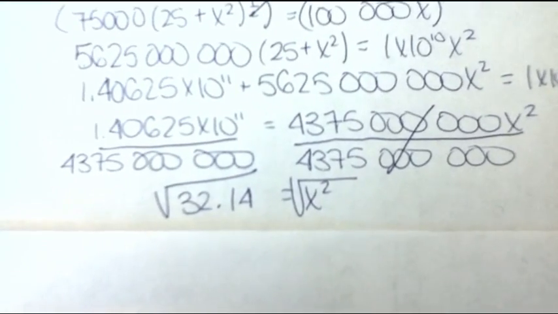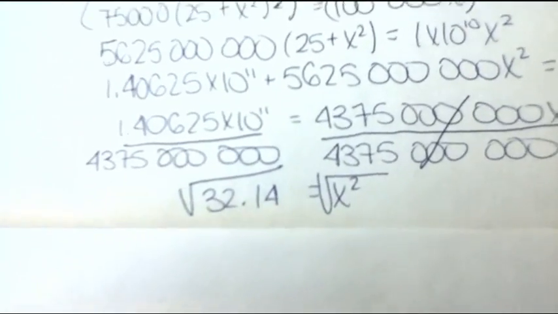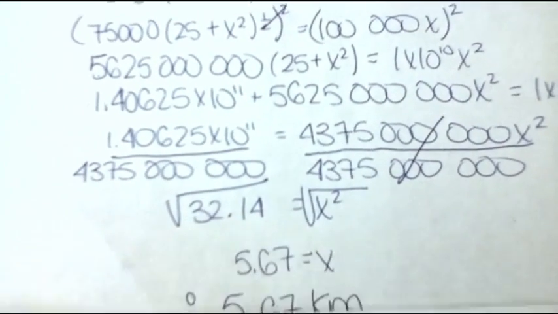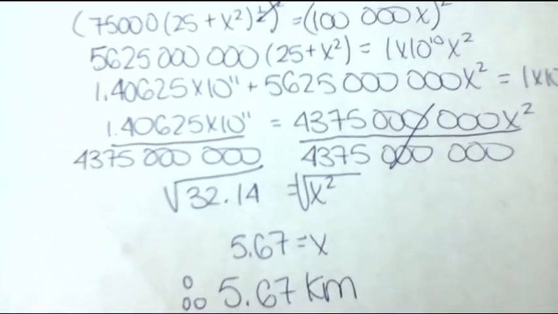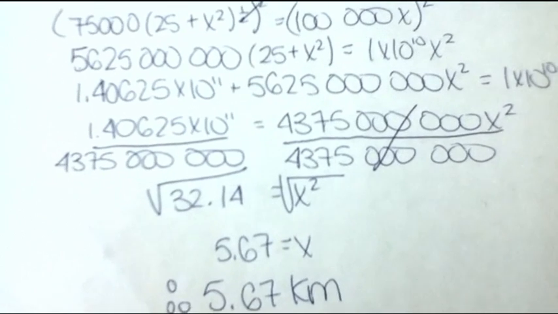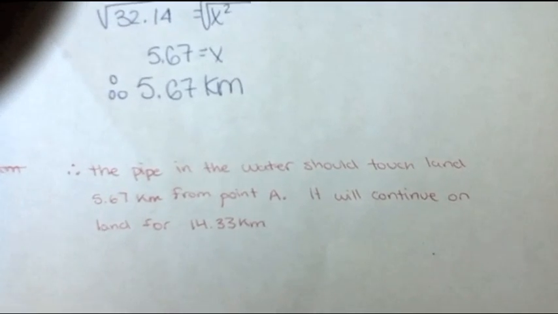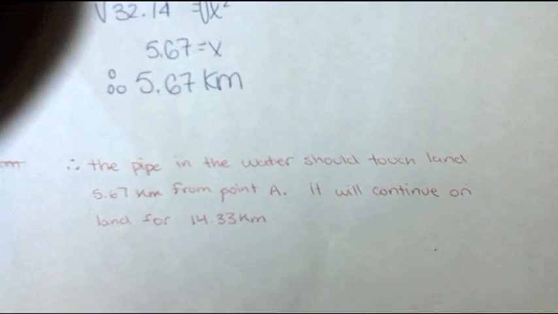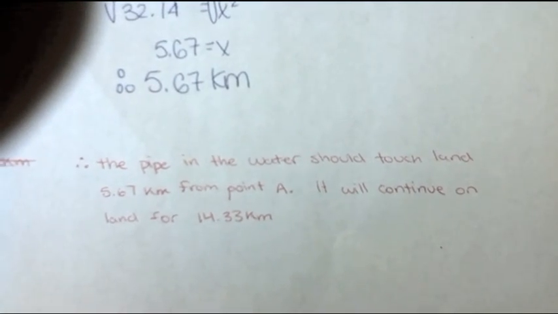Square root both sides of the equation to get rid of the squared. This will leave you with x equals the square root of 32.14. Simplifying, x equals 5.67. Therefore, the pipe in the water should touch land 5.67 kilometers from point A. It will continue on land for 14.33 kilometers.